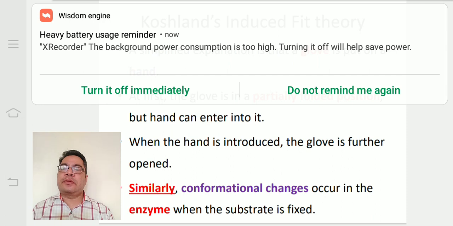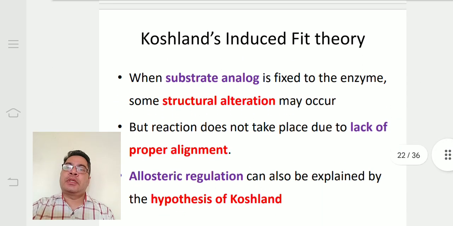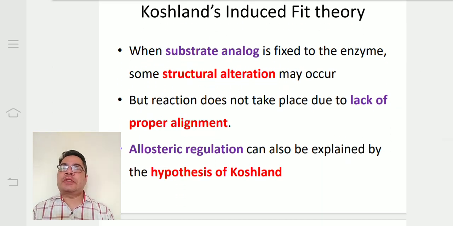When the substrate analog is fixed to the enzyme, some structural alterations may occur, but the reaction does not take place due to the lack of proper alignment. Allosteric regulation can also be explained by the hypothesis of co-strand.